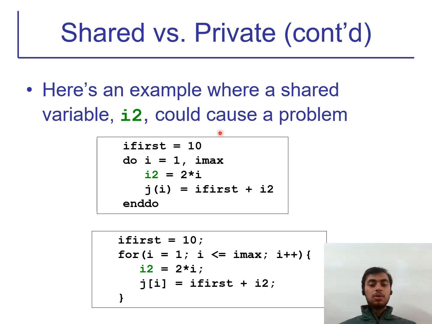So you can look at this example to understand this concept of shared versus private, where I first is given 10, I equals 1 to I max, I2 is given as 2 multiplied by I, and Ji goes to I first plus I2. Now in the second one, I first equals 10. Now for loop, I is less than this, and I2 equals this. Ji equals I first plus I2.